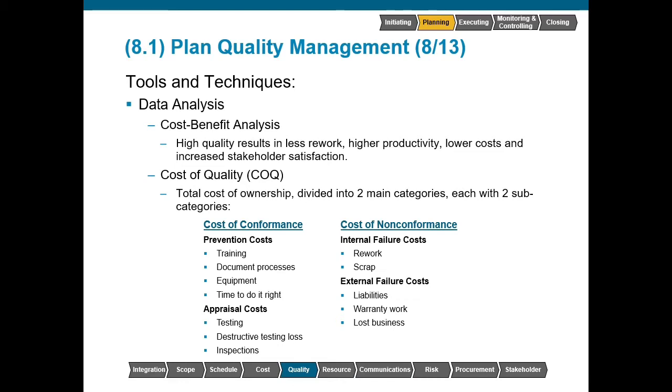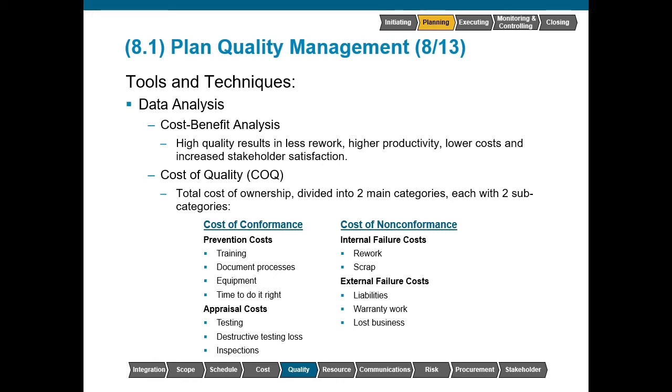Instead of paying $26 for an oil change 4 or 5 times, you're now paying $2,000 to have your engine flushed. It's in less rework, higher productivity, lower costs, and increased stakeholder satisfaction. By demonstrating this to the stakeholders, they're going to be willing to pay the cost of conformance. Within the cost of quality, we do have two main categories, the cost of conformance and the cost of nonconformance, each with two subcategories.